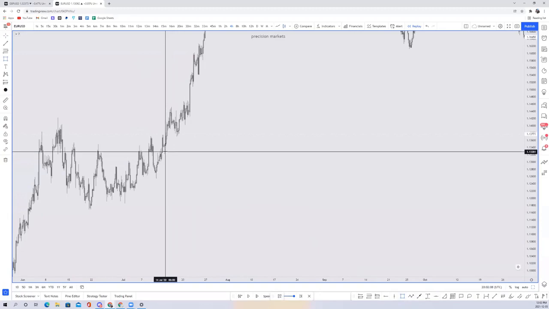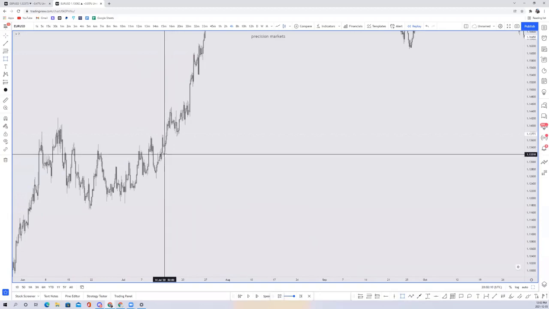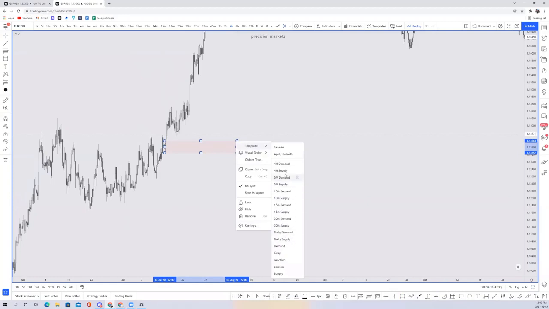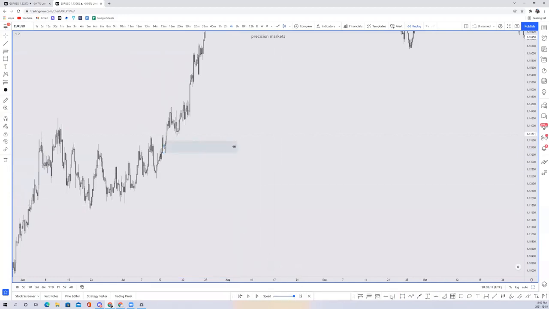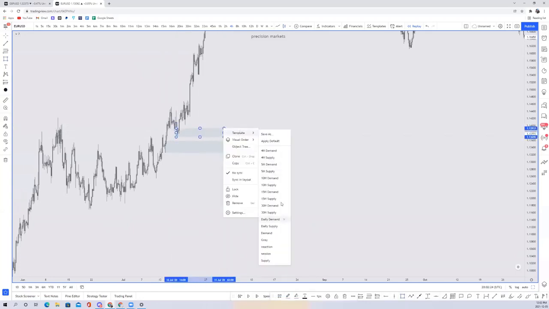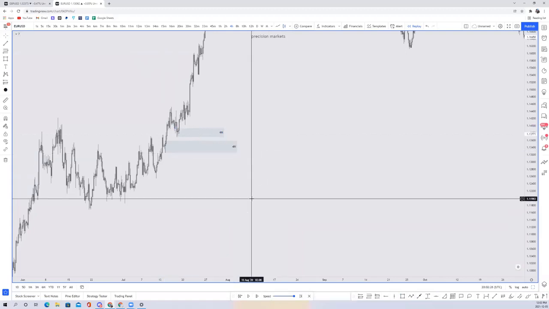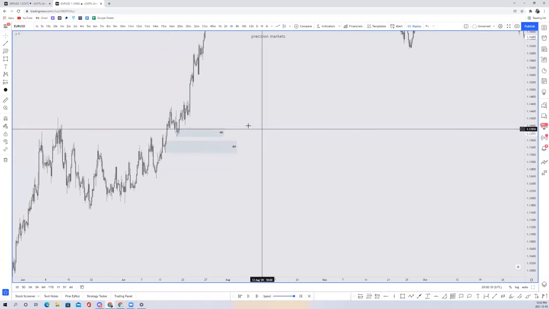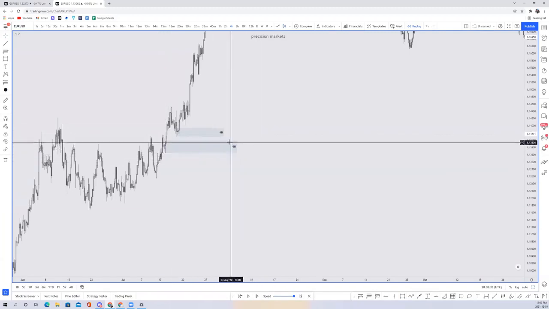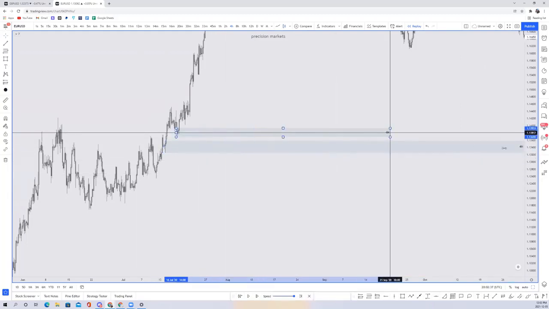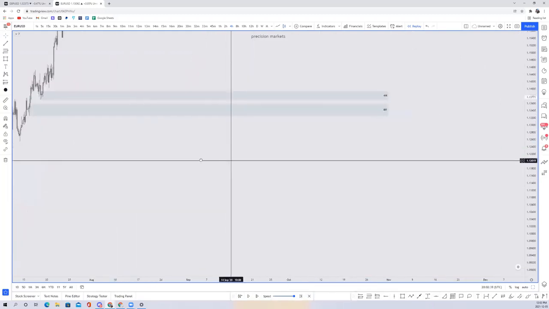So we could say we have a 4 hour demand zone down here. Call it a 4 hour demand. And we obviously have the demand zone that we're currently tapping, which is also a 4 hour demand. Alternatively, below this, we have this zone. If we go below those zones, we can definitely scroll back over here. For the time being, these are the most relevant zones we have.